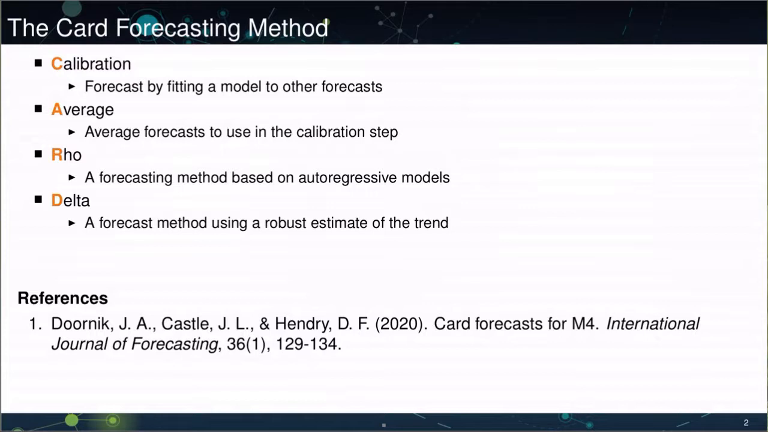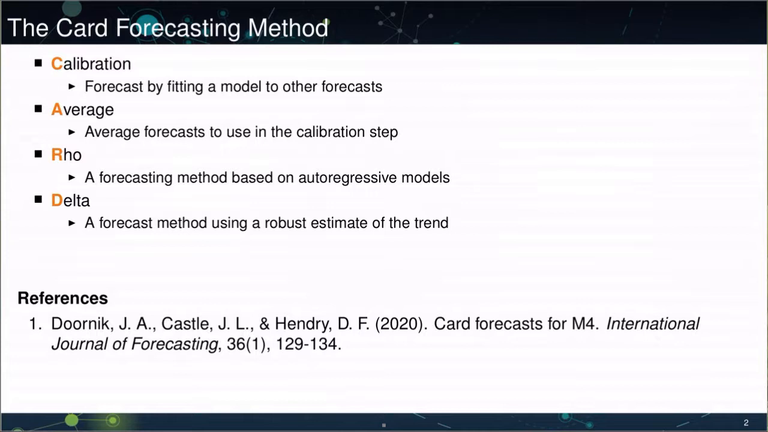Delta is a simple forecasting method that forecasts a time series using a very robust estimate of the trend and seasonal effects. It doesn't include any autoregressive dynamics. Row, on the other hand, is a forecasting method that's built around a standard autoregressive model that possibly includes seasonalities and might be differenced in order to remove any unit roots. Averaging is used to combine the forecasts from the row and delta methods.